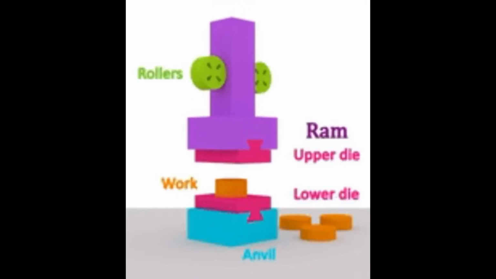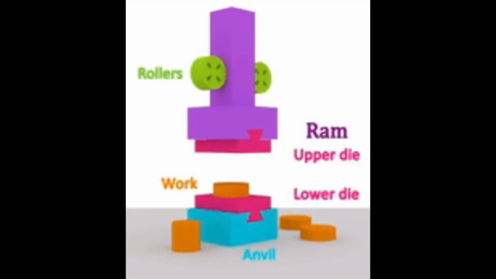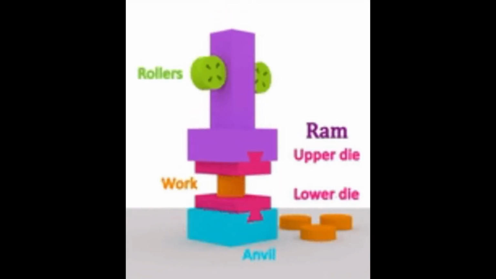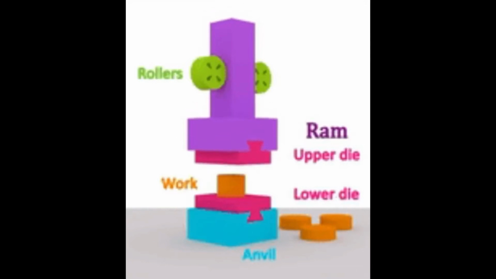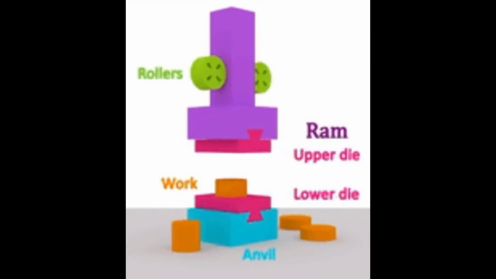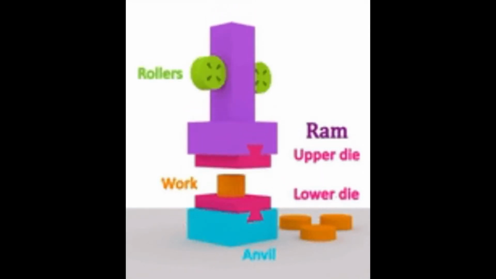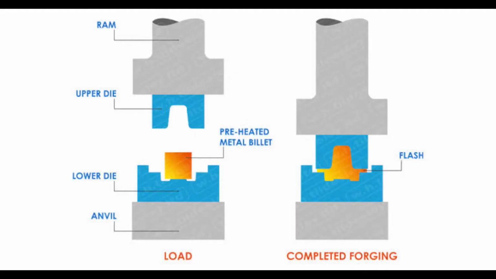Now we will see the second type, that is forging process. In this process, a heated metal block is kept between the two dies and the upper die is hammered on the metal block. Due to this force, the metal block gets deformed and takes the shape of the dies between which it is kept.